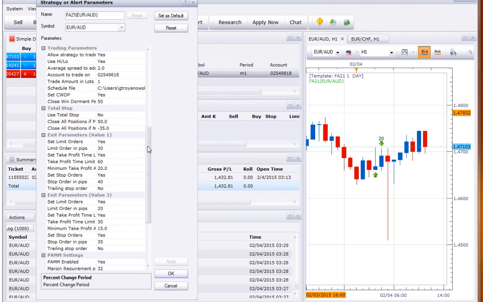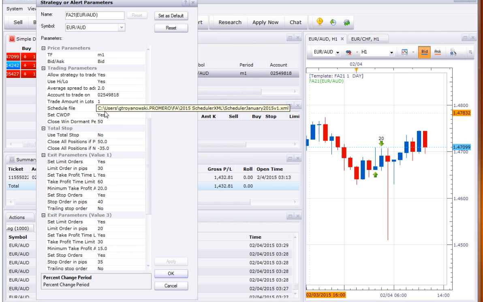And there's a couple things that are important here for you to understand. This CWDP is close when dormant period. Really, it's just close dormant period. We want to put that to yes. What that 50 means there, in the event that a trade is exited, in this case, about 3 o'clock, entered a trade about 4:30, trade exited with a win. When that trade exited, for the next 50 minutes, FA21 will not execute a trade.